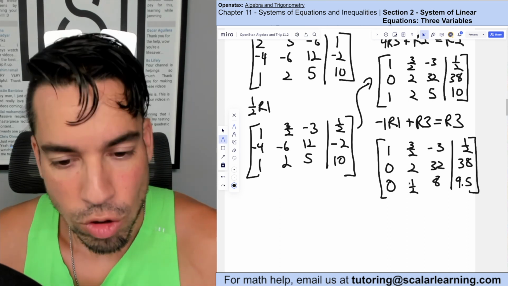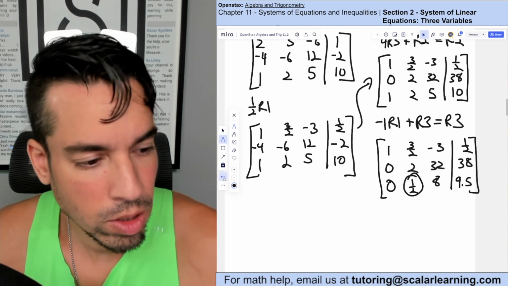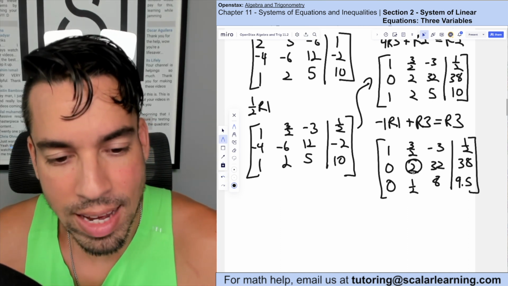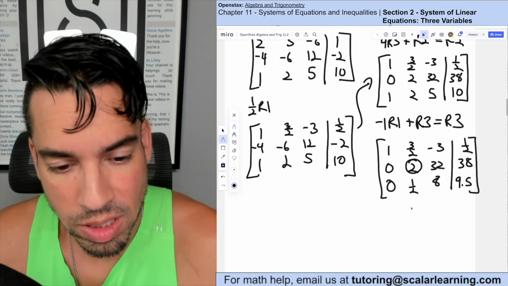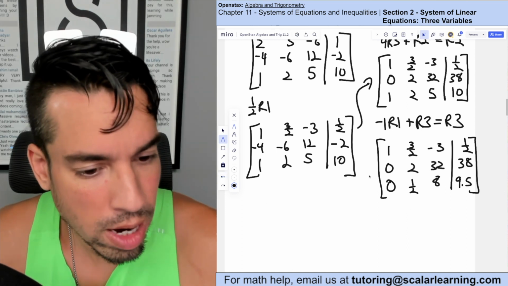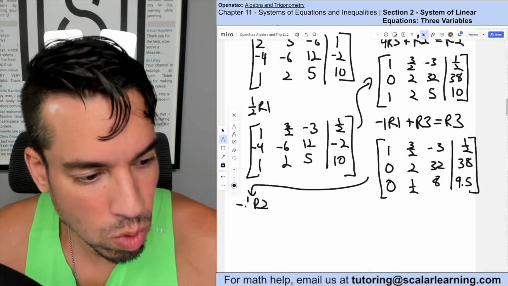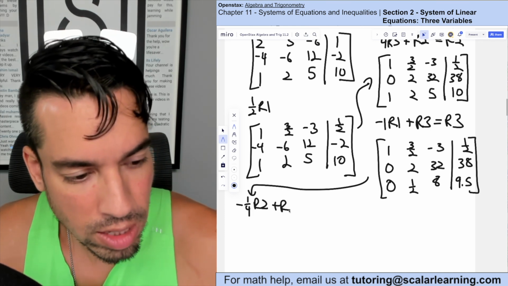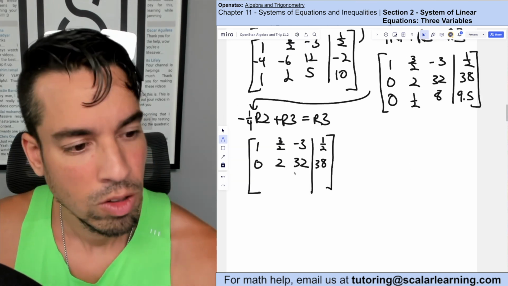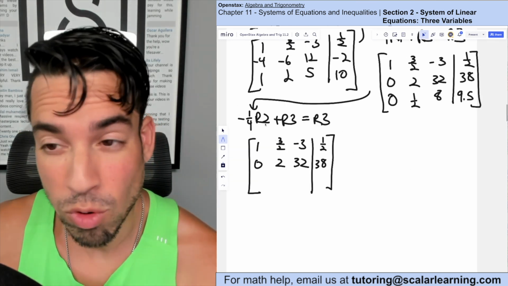Cool. Okay, so next I want to get rid of the 1 half. So what I'm going to do is I'm going to multiply this row by negative 1/4, right? Negative 1/4 times 2 is negative 1 half. So we're going to multiply, we'll do it over here, row 2 times negative 1/4. And then we're going to add that to row 3 to get a new row 3. So these problems are pretty long. We have to keep making room and moving down.